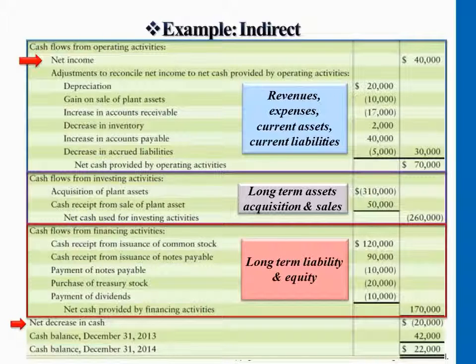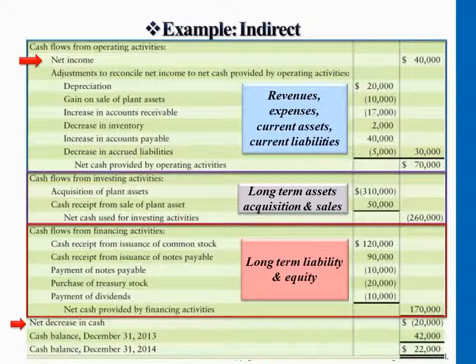Again, the whole purpose of this is to understand: if we look at last year's balance sheet, you will see a cash balance of $42,000. It tells you here it's December 31st, 2013's cash balance. If we look at this year's cash balance, assuming this year is 2014, you will find $22,000. So the difference here, the minus 20,000, we actually already know by comparing last year's and this year's balance sheets. Throughout this entire statement, we want to know why there is a minus 20,000 here. And we break that down into three categories: operating cash flow, investing cash flow, and financing cash flow.